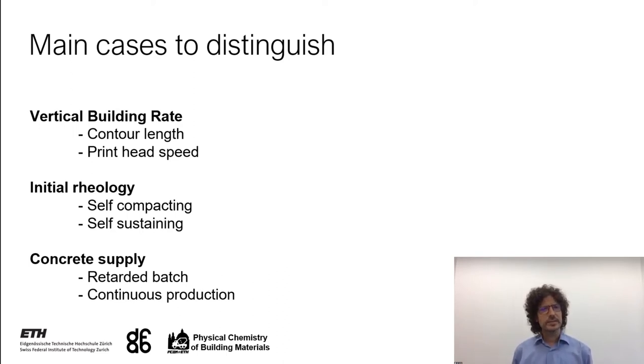But importantly, also, how is the concrete going to be prepared upstream? Will it be by large batches that then have to be rather substantially retarded? Or will the concrete be continuously produced, whereby some degree of retardation will be needed, but not that much?